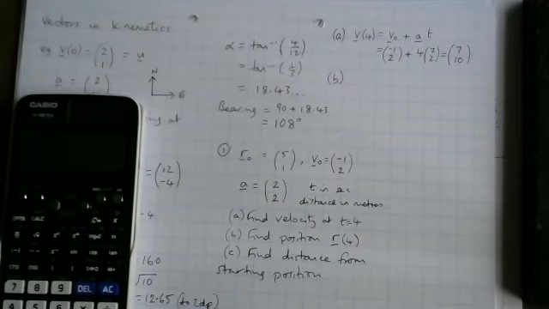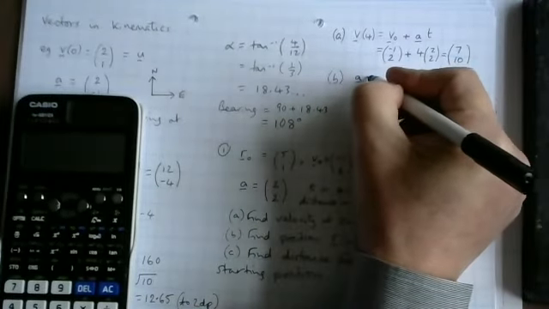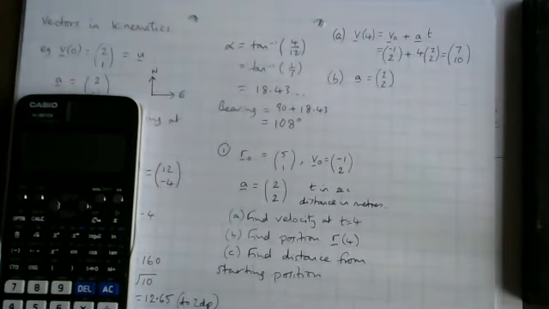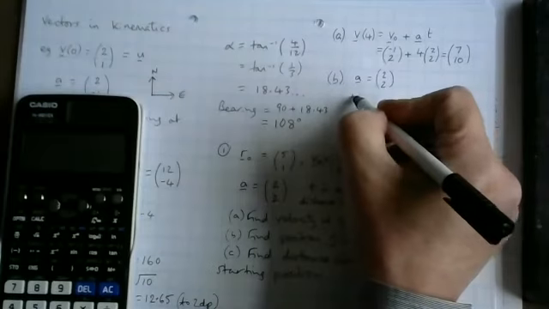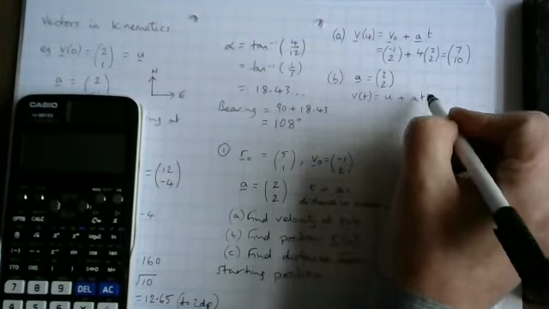So hopefully you found the first bit, part A. V at time 4 is V0 plus A times T, which is -1, 2 plus 4 times 2, 2, which is 7, 10. The second bit there is trickier. Find position r at 4. So we need to begin with, we know what a is. We know in general what v is. v of t is u plus at.